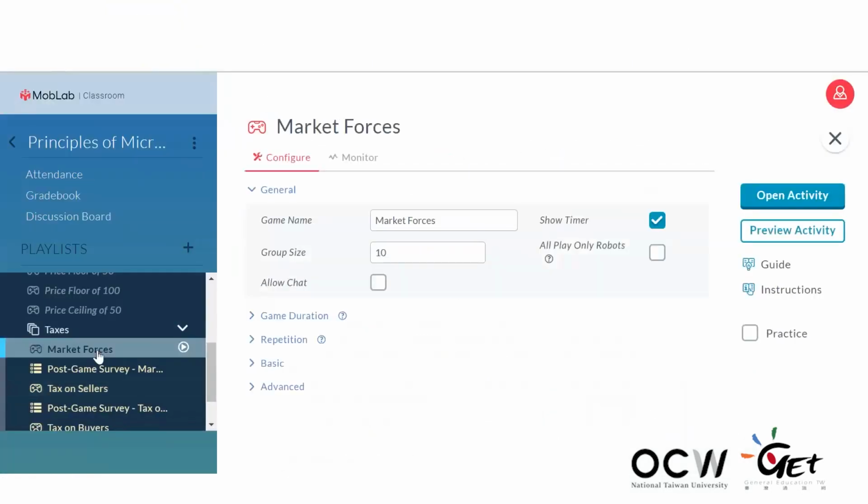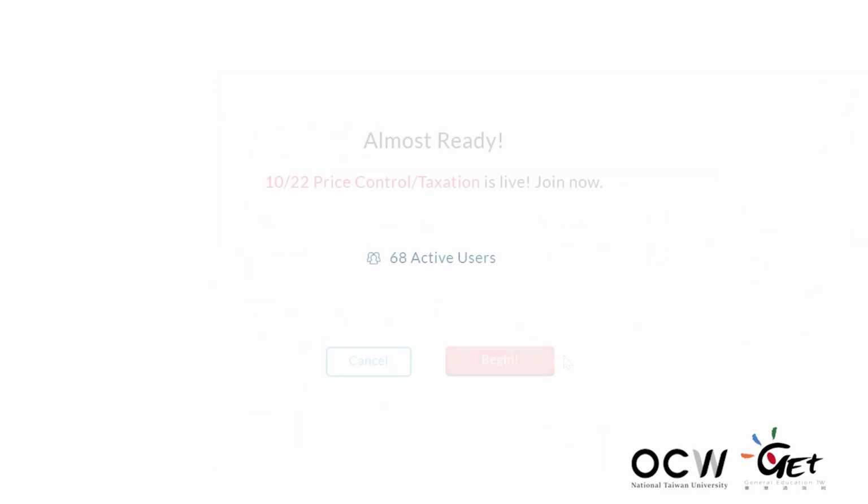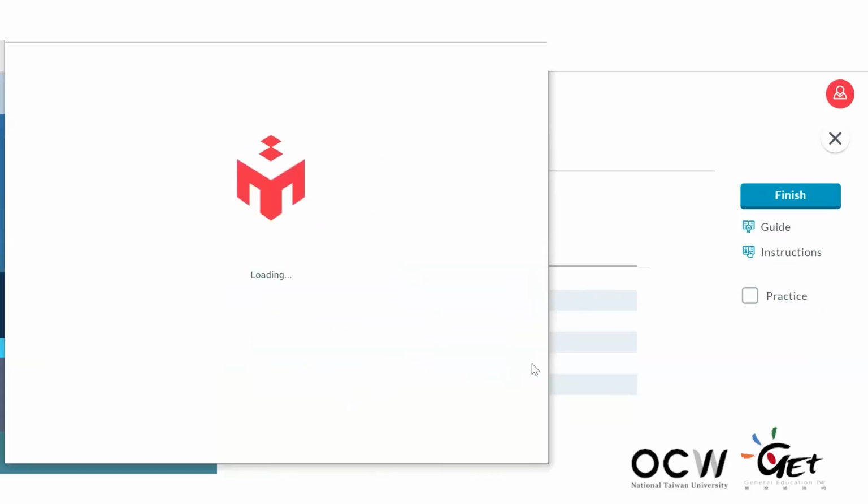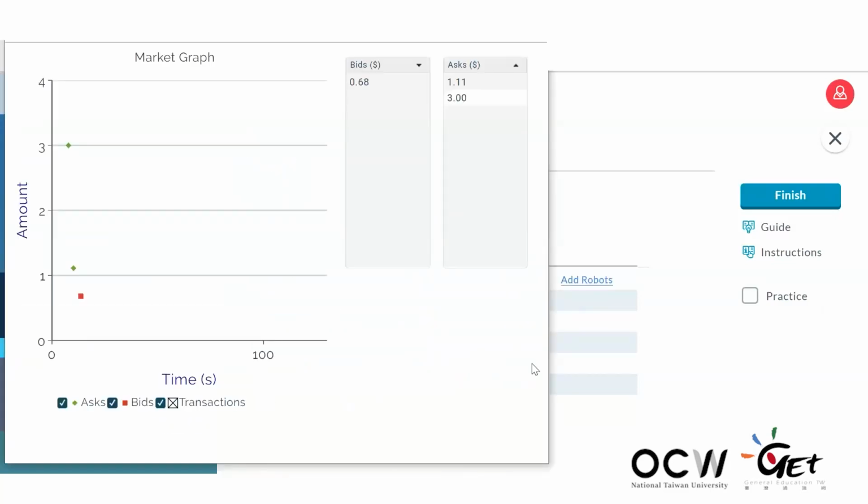Okay, let's still go through the original one without taxes because I have changed the supply-demand schedule again. So the first one is without taxes. So everybody's here, let's just start. This is the round one without taxes, and we'll contrast that with taxing people.